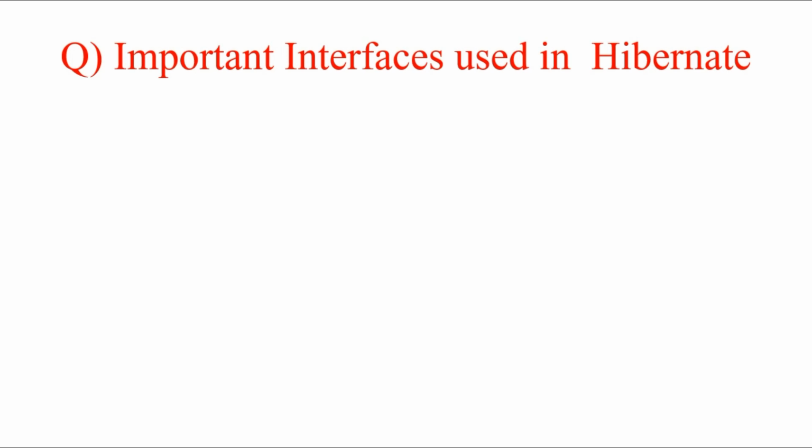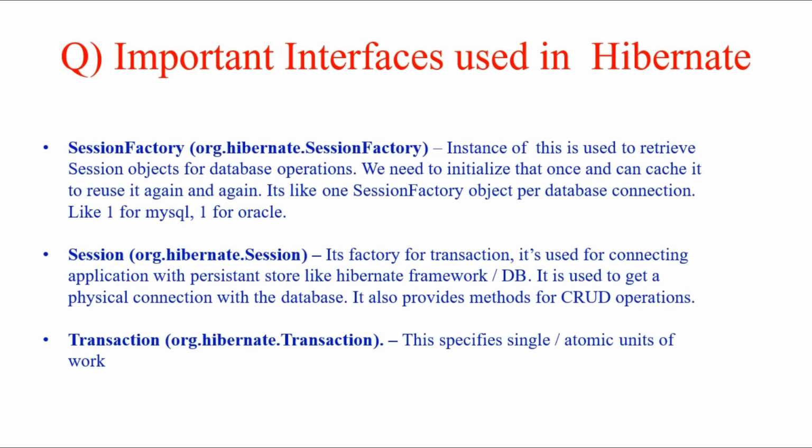The second important question which will arise for sure is: what are the interfaces that you use in Hibernate? There are basically three important interfaces. The first is SessionFactory. Why do you use this interface? Because the instance of SessionFactory is used to retrieve the session object. We need to initialize this once, and we can always cache it and reuse it again and again.